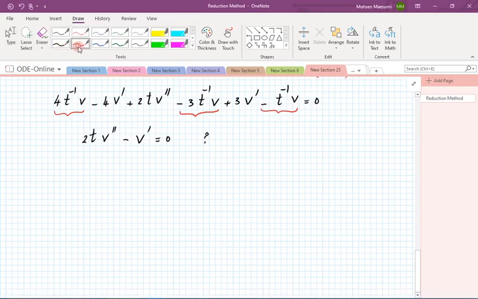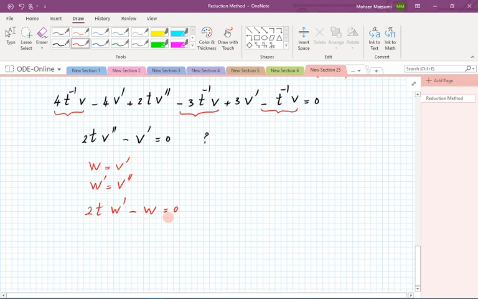Okay, what was the doll inside of this doll, or the next rung of the ladder? The idea was to take another function, w, and call it v prime. Well, then w prime is going to be v double prime. Why do all of this? Because when I go ahead and replace my v's by w's, I see my equation becomes 2t w prime minus w equal to 0.